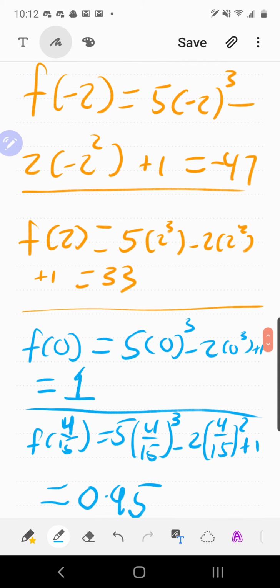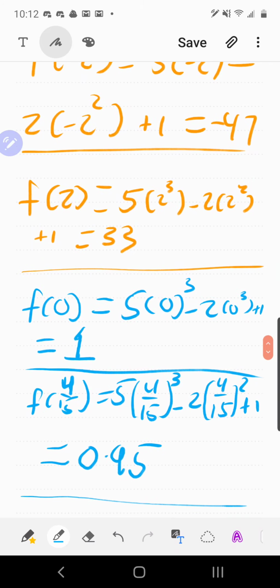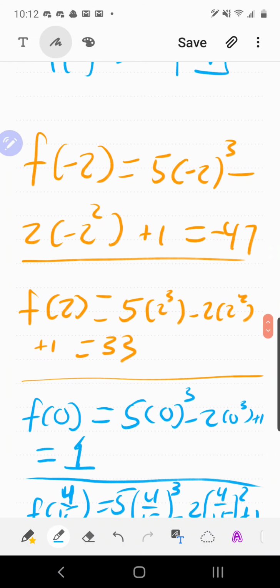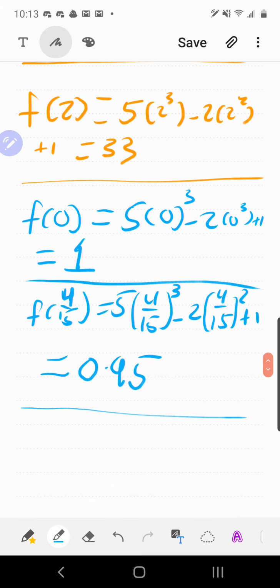These two values for our critical points give us 1 and 0.95, where our others give us a very large negative number and a very large positive number. So since the function defined at the endpoints -2 and 2 are much larger, our two mins and maxes are going to be at those endpoints.